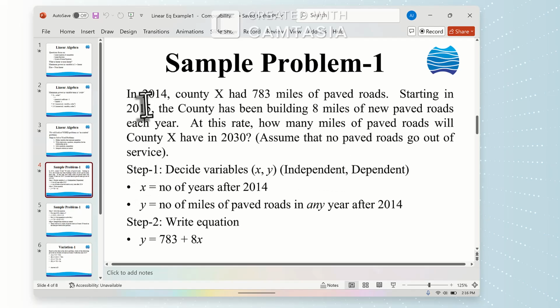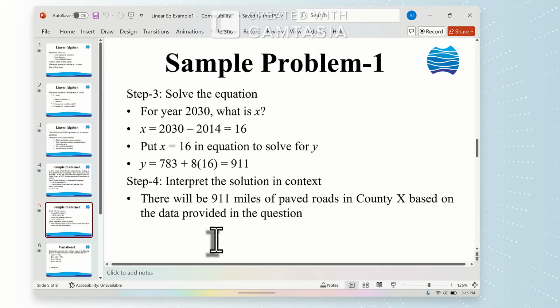So it looks like 2014, 2015, 2030, these are times here in years. So x will be your time, which is always an independent variable, the number of years after 2014. What can y be? y is the number of miles of paved roads in any year after 2014. The second step is to write the relationship. So the equation here is that the number of miles of paved roads is equal to 783, already existing in 2014, plus 8 miles of paved roads every year. So this becomes your linear equation.